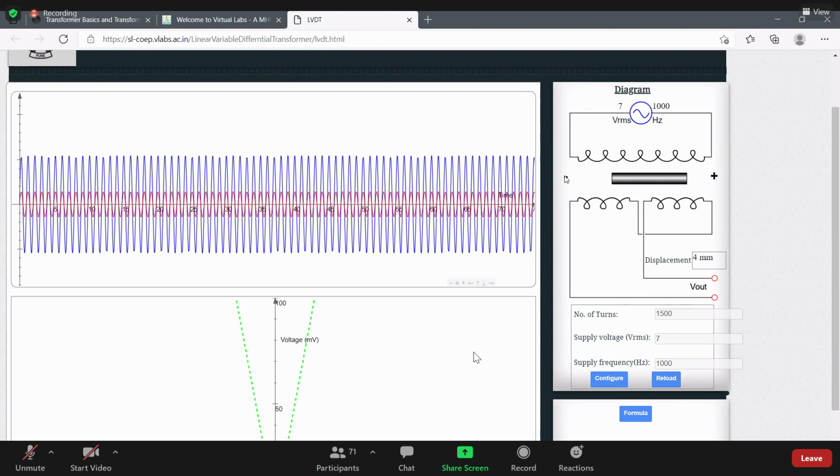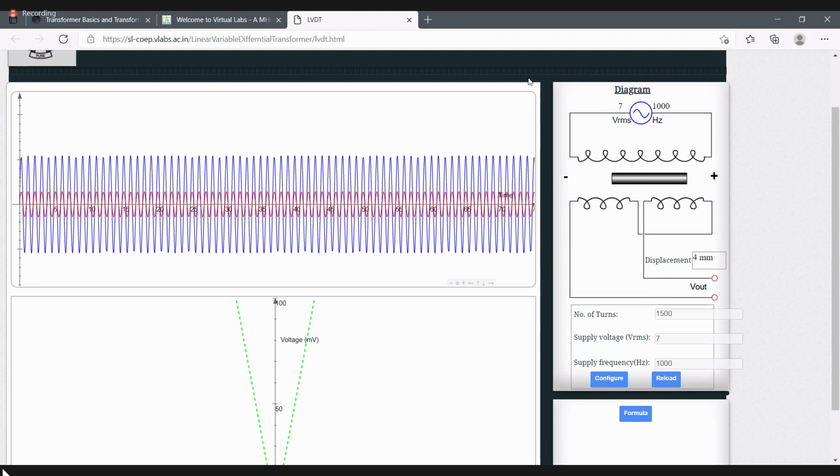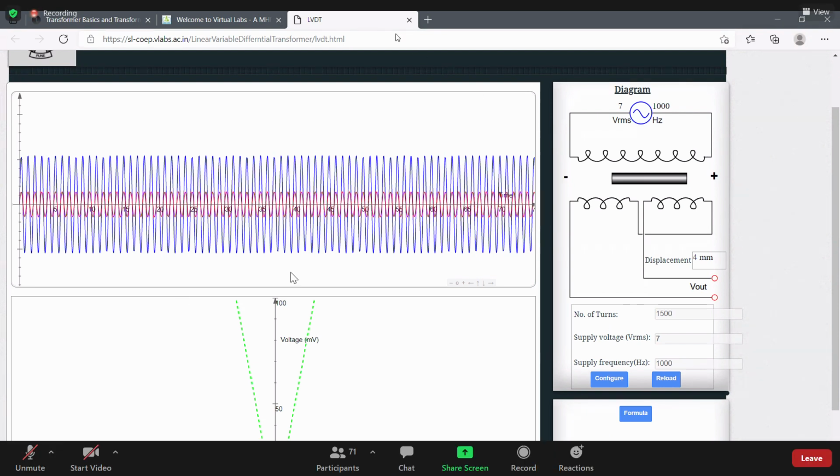For the previous lab sessions, some of the students do it. Right. Okay, ma'am. Very good. 49.